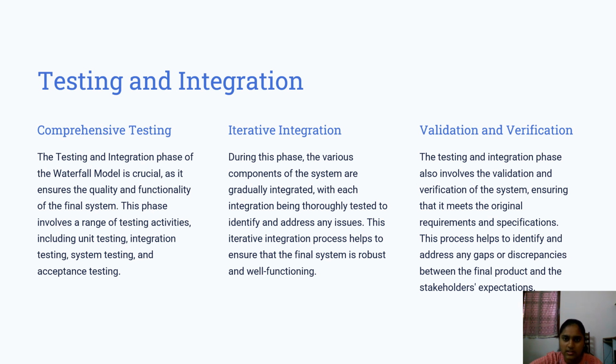Iterative integration. During this phase, the various components of the system are gradually integrated, with each integration being thoroughly tested to identify and address any issues. This iterative integration process helps to ensure that the final system is robust and well functioning. Validation and verification. The testing and integration phase also involves the validation and verification of the system, ensuring that it meets the original requirements and specifications.